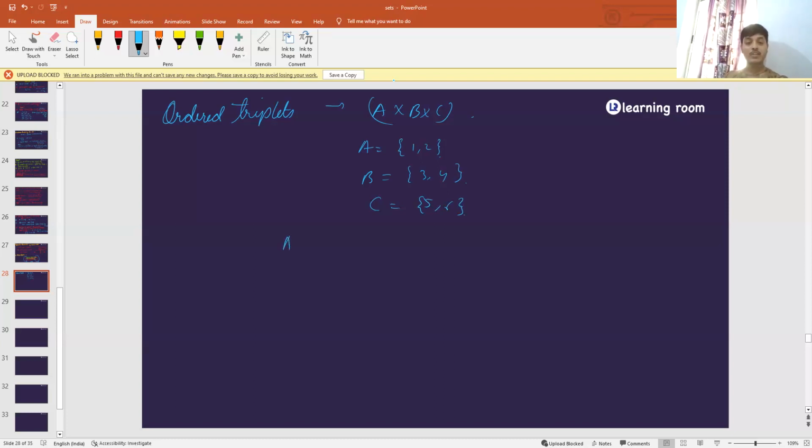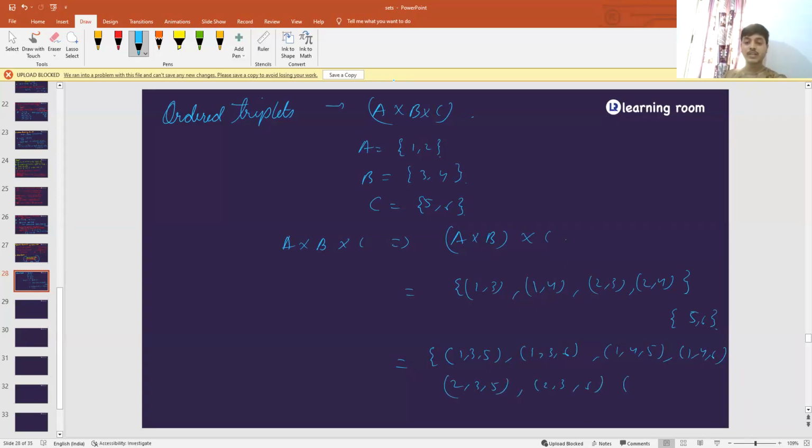For ordered triplets, you want to find A cross B cross C. First you'll do A cross B. I'm putting this bracket here because I'll do A cross B first, and then the result will be multiplied with C. So what is my A cross B? A cross B is (1, 3), (1, 4), (2, 3), (2, 4). Now this set is to be multiplied with set C, that is {5, 6}. So now you can write it. (1, 3, 5), (1, 3, 6), (1, 4, 5), (1, 4, 6), (2, 3, 5), (2, 3, 6), (2, 4, 5), and (2, 4, 6).